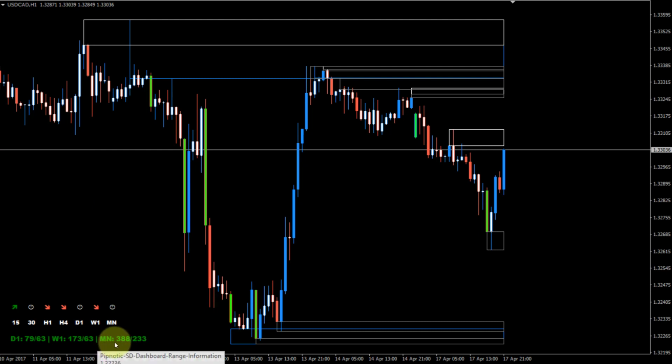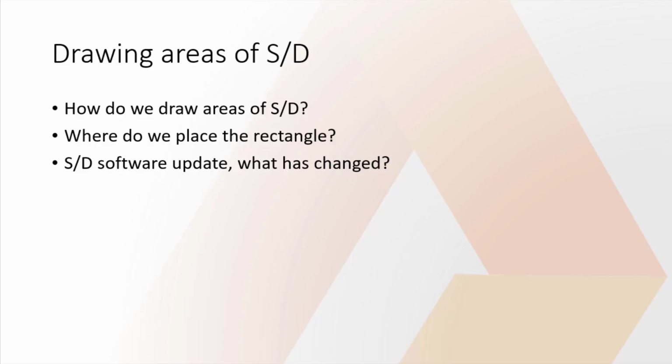So when the monthly chart, when this number reaches this number here, perhaps we'll expect price to kind of move back into the range. So this is a nice piece of information to pay attention to, and the same applies for the weekly and of course the daily. So that's pretty much it for the software.